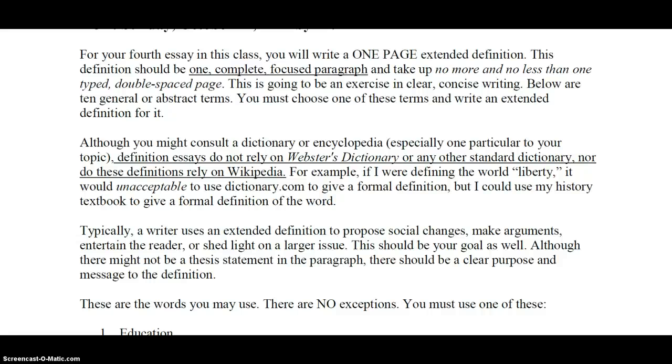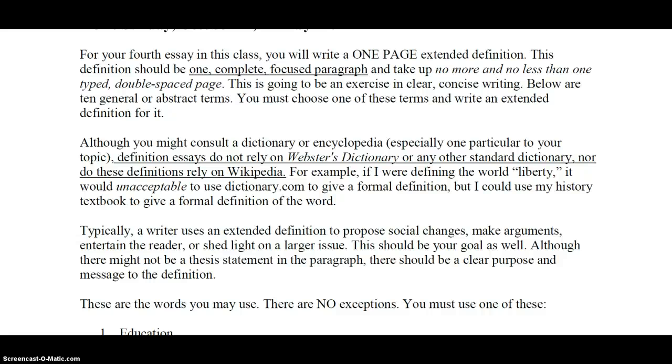It doesn't have to be necessarily a textbook or an encyclopedia. It could be even a current article or a news page or magazine article that defines the word in a way that you would like to use it and extend that definition in your own essay. So, with that said, there are going to be some sources required for this paper, so I will get there in just a minute as well.